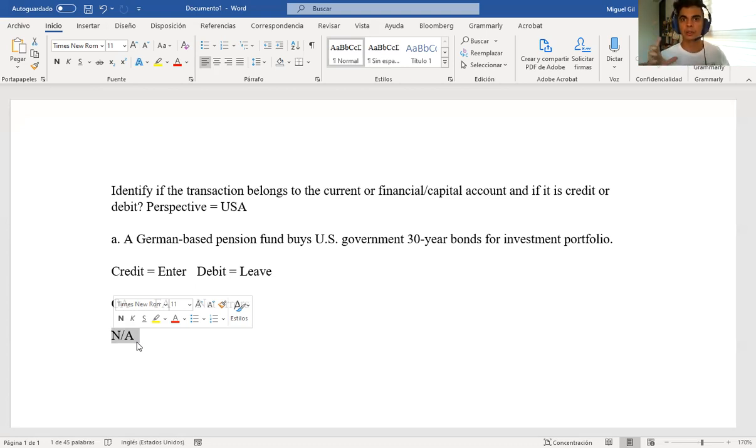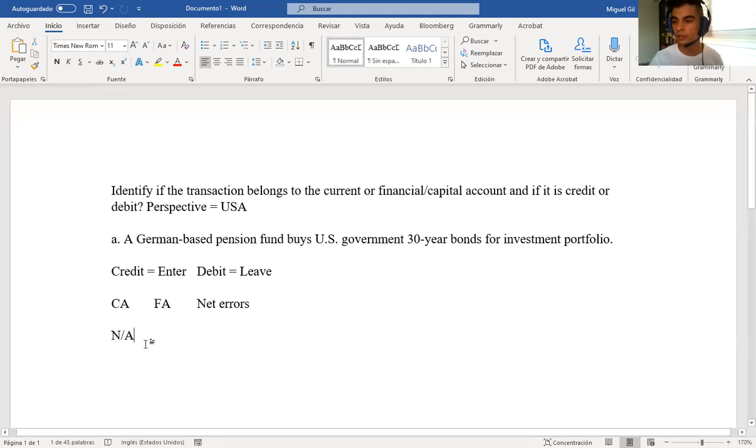Another tricky question: I send money to my cousin in Monterrey. There is no transaction of money between countries, right? So you answer, it doesn't apply. If there is no transaction, you can say doesn't apply, something like that. You can tell me however you want. So that's something very, very important.